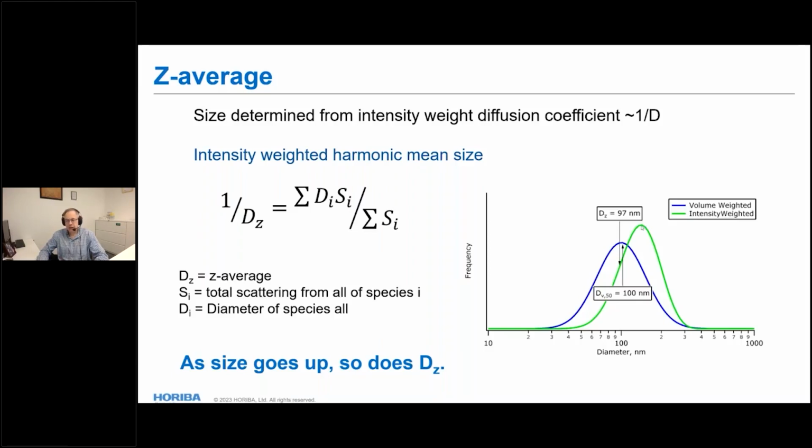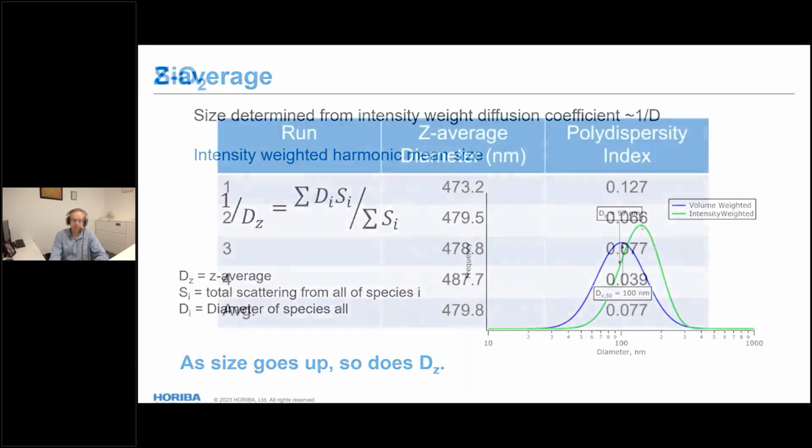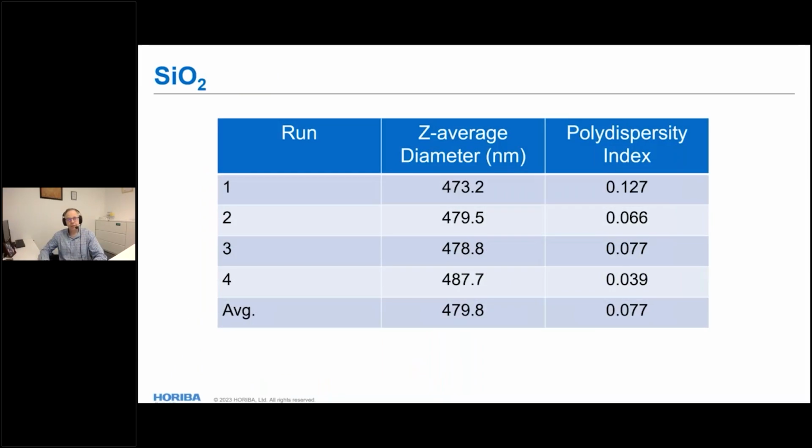Long-winded explanation. The way most people use this in practice is note that, hey, I can get a nice reliable value for Z average size. As my size goes up, so does my Z average size. Let's just do our reporting around that and watch my particles get big or get small. So here's some example data for silica. This is quite a bit larger than the previous example, where 4 repeats at about 480 nanometers.